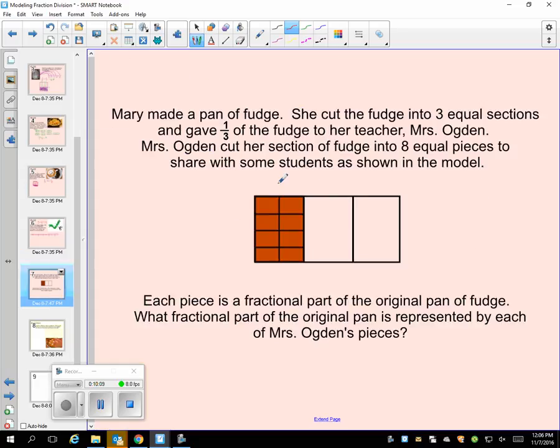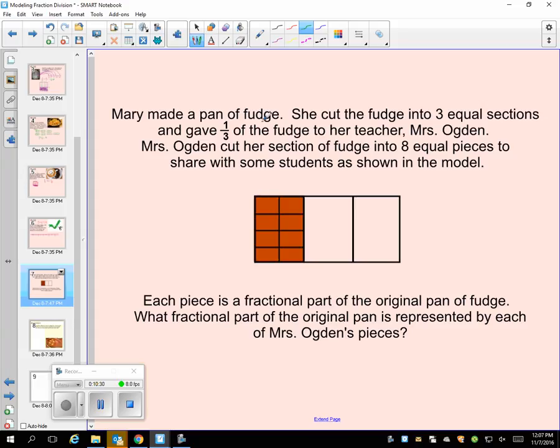Mary made a pan of fudge. She cut the fudge into 3 equal sections and gave 1/3 of the fudge to her teacher, Mrs. Ogden. Delicious. Mrs. Ogden cut her section of fudge into 8 equal pieces to share with some students as shown in the model. So let's just pause and look at the model.